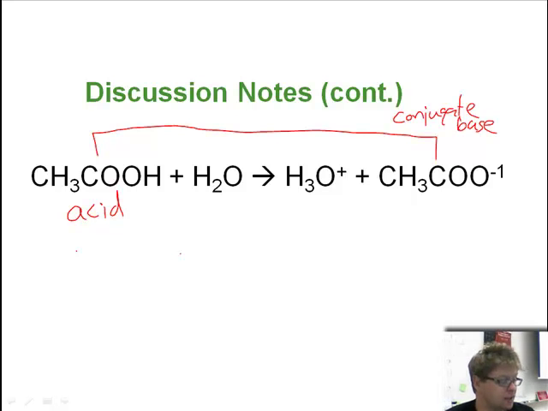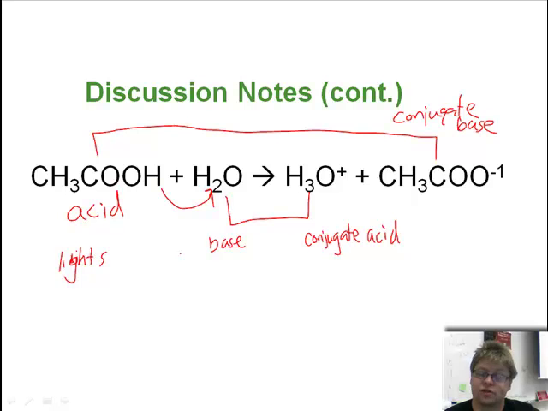If we look back at the reaction, water in this case is not acting like an acid, it's acting like a base because it's accepting that H, that proton. The proton's going from the acid to the water, from the acetic acid to the water, and that's making the hydronium ion. So water is a base in this case, and the hydronium ion has what properties?